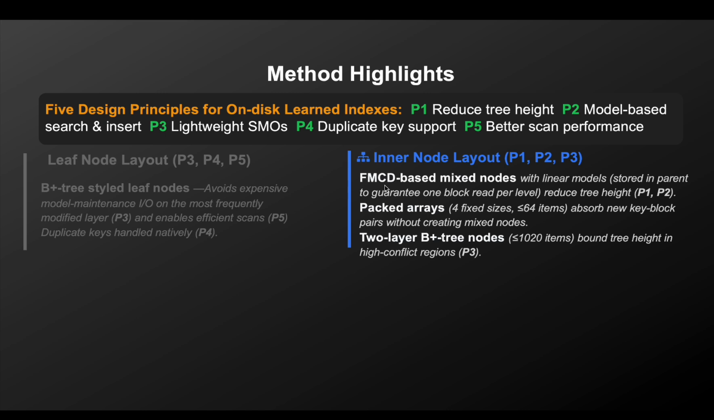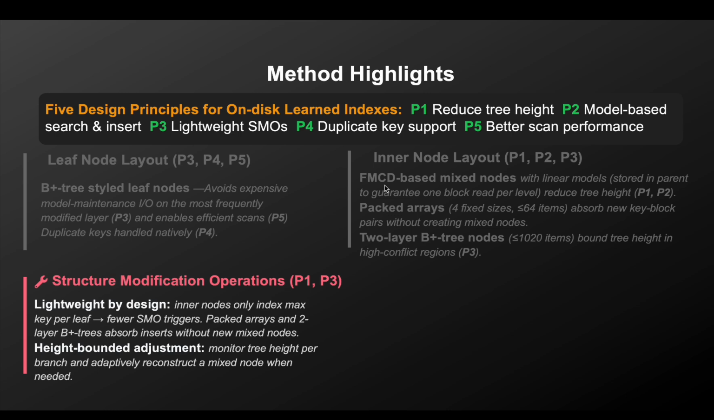To handle harder regions of the key space, AULID also introduces 2 additional node types, packed arrays and 2-layer B+ tree nodes. Packed arrays absorb small numbers of new key block pairs without creating new mixed nodes, while 2-layer B+ tree nodes bound the tree height when conflicts become larger.